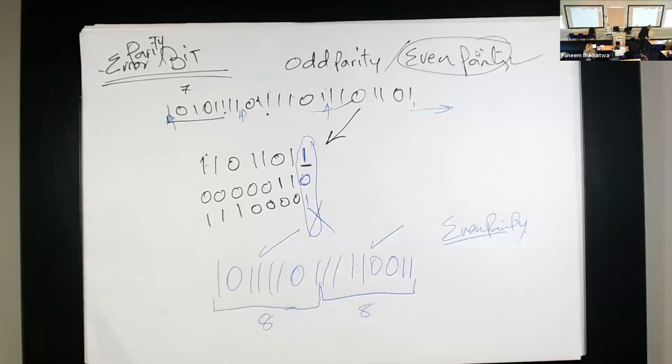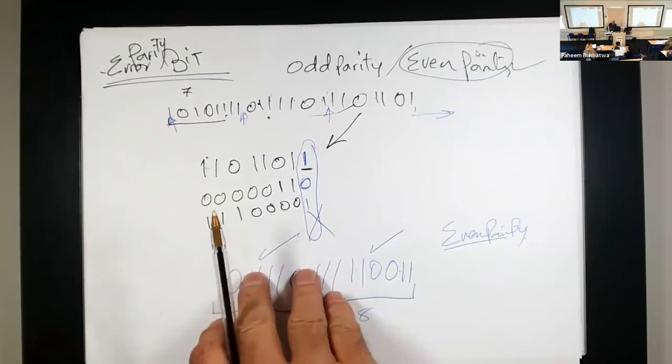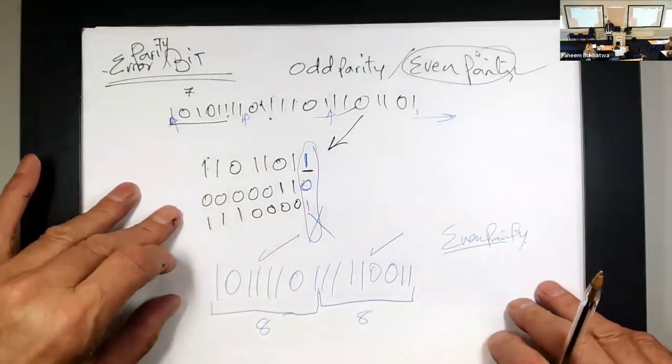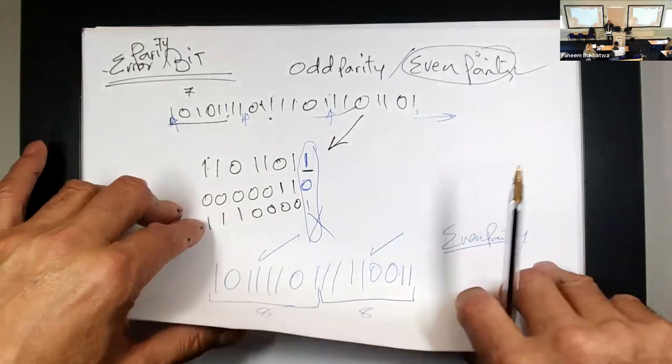Yeah? It would be useless if there are 2 errors in 1 byte. Yeah, I'll get to that. Okay, you're ahead of me there. Give me a few seconds. Okay, yeah, that's correct. So, all right, this is how it works. It's simple, it's nice. Right.